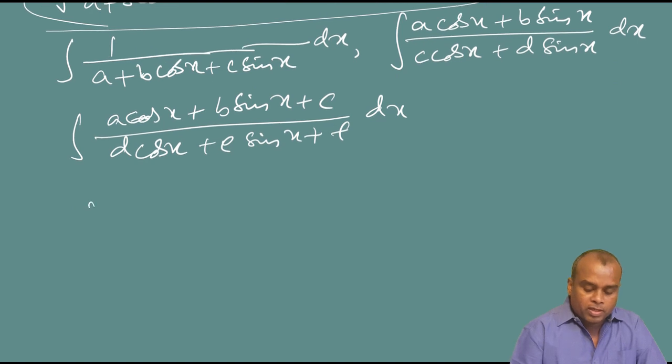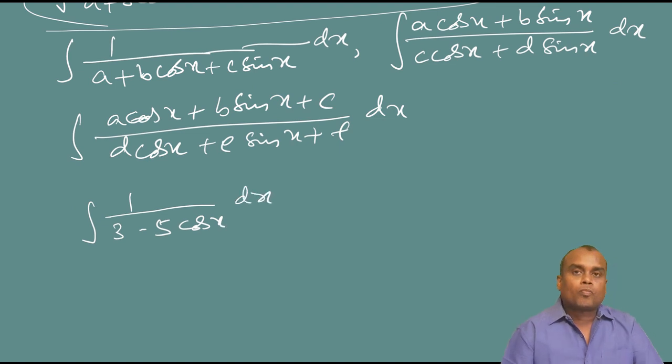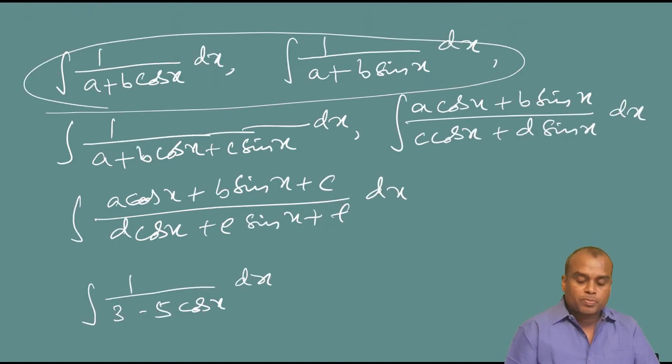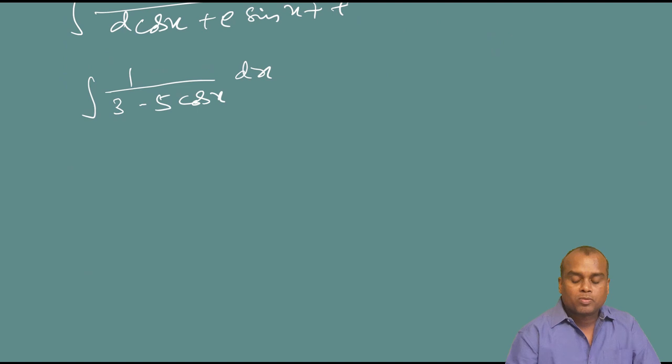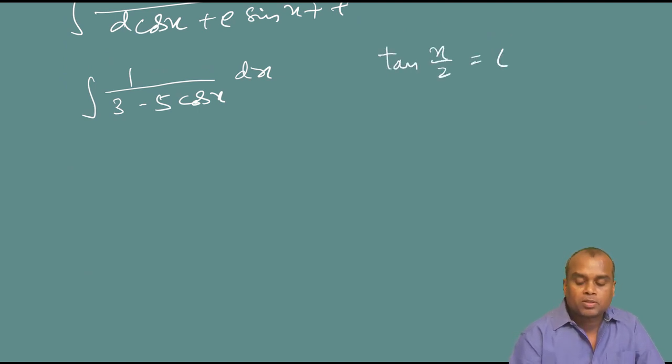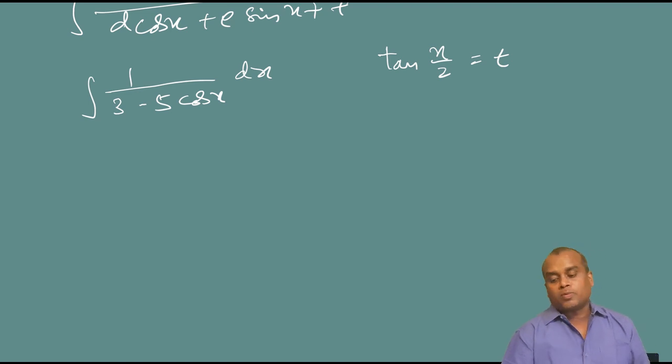Suppose I have to evaluate integral 1 by 3 minus 5 cos x dx. It is like this only, a plus b cos x, a is 3, b is minus 5. So to evaluate this, we are going to make the substitution tan x by 2 is equal to t. Yes, the universal substitution. You know that it is called the universal substitution. Anyway, this is the substitution we are going to make: tan x by 2 is equal to t.